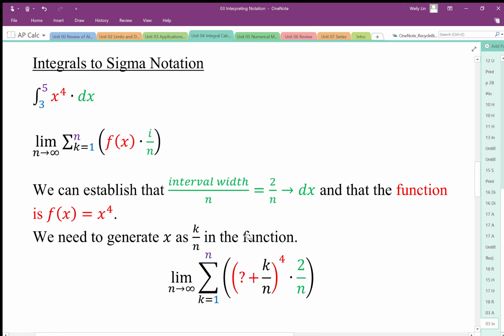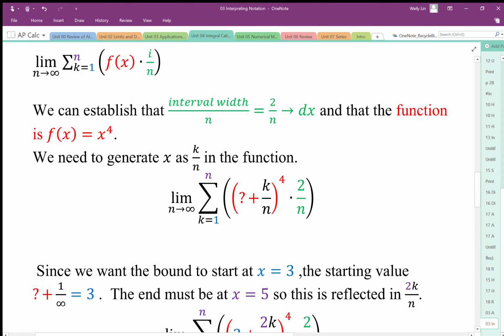We need an x in there. The x is the k over n part of the expression. And we need something in here to make this work for x equals 3 to 5. Okay, so we need to figure out what that part is to get the proper numbers into this sigma notation.